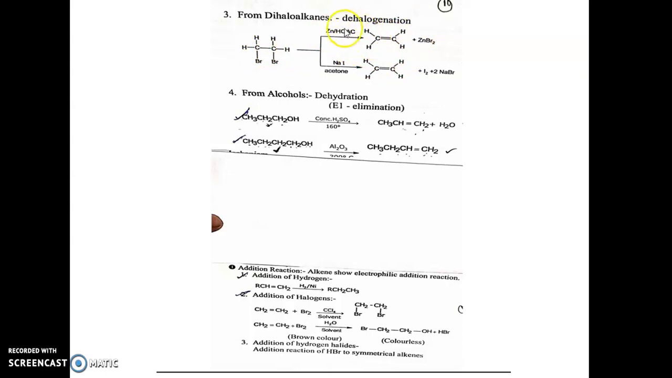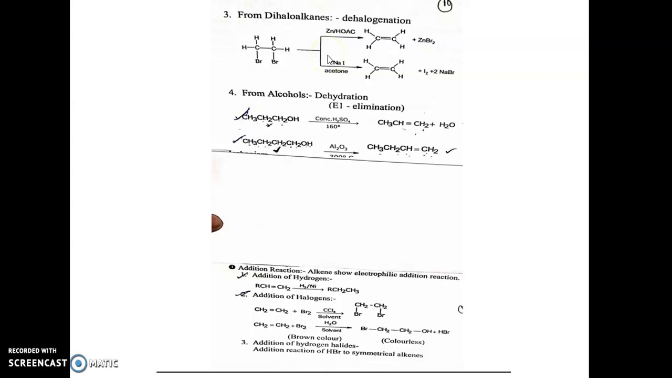So zinc in acetic acid is an important reagent by means of which you can synthesize the alkene by taking a 1,2-dibromo compound. This is carbon number 1, this is carbon number 2. So 1,2-dibromo, two bromine atoms are there. So when the 1,2-dibromo compound reacts with zinc in acetic acid medium, zinc takes out these two bromine atoms in the form of ZnBr2, and this alkene is being formed here, right? So this is the preparation number 3.